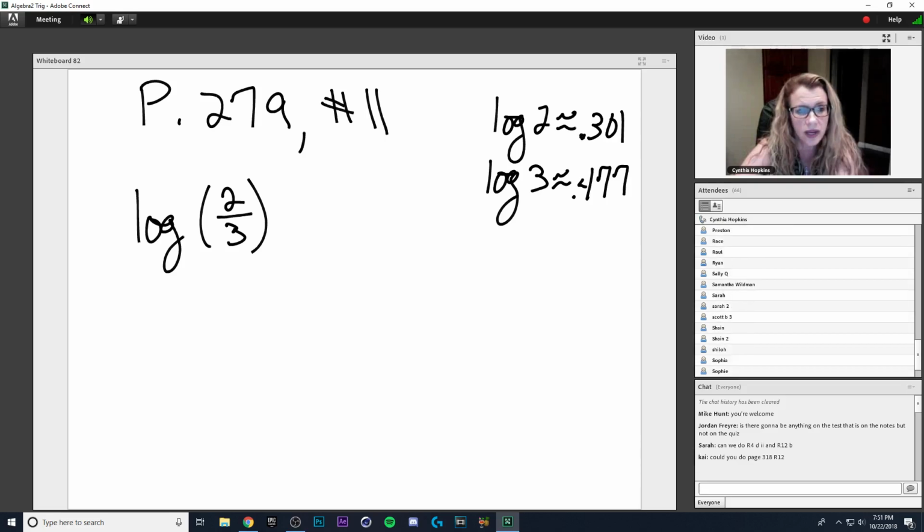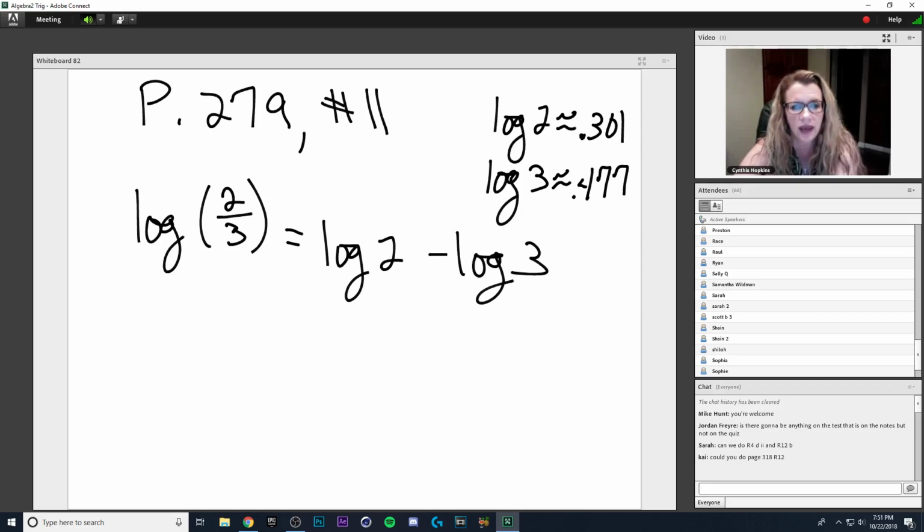So look at what I have, log of 2/3. Isn't that a single log of a quotient? Well, you have to know what this expands into. It expands into the log of 2 minus the log of 3. There is nothing else to know but that property to be able to write that. Now I look at what they've given me and I can just write 0.301 instead of log of 2, and then put my minus sign and then say 0.477.